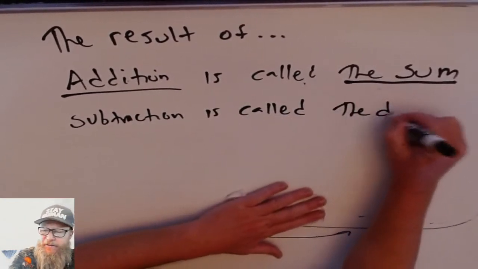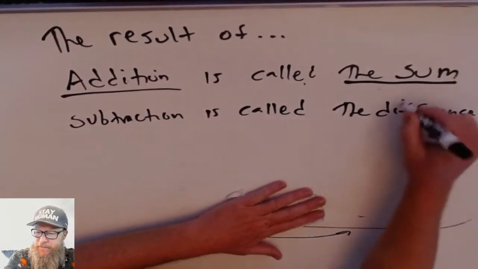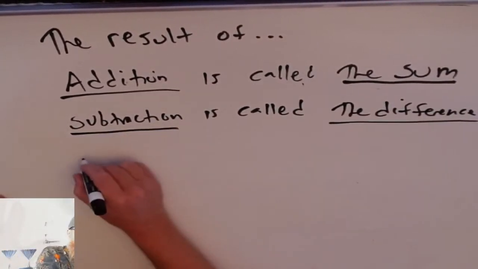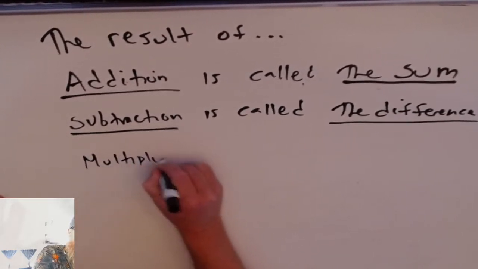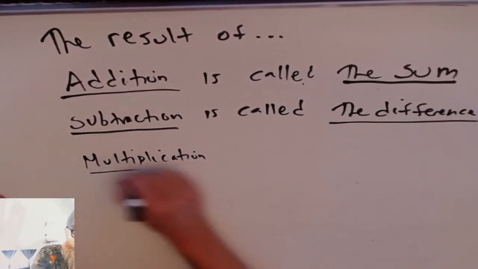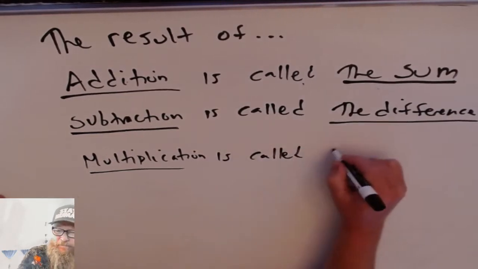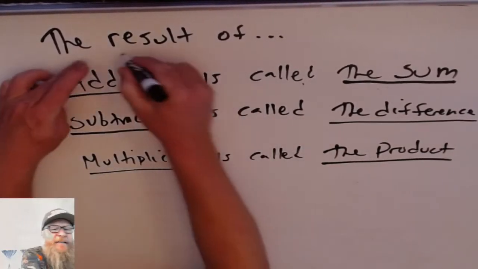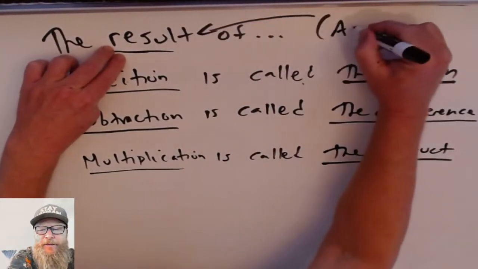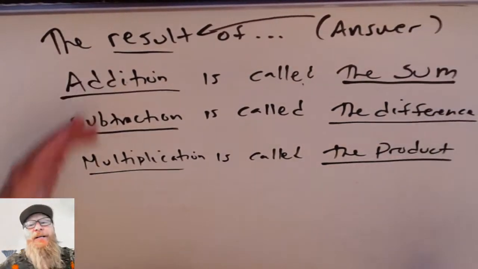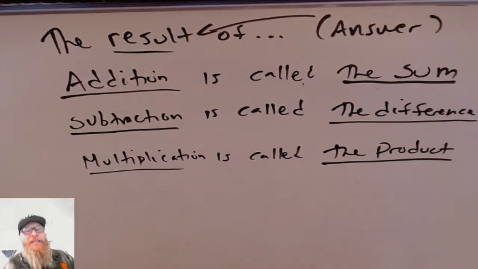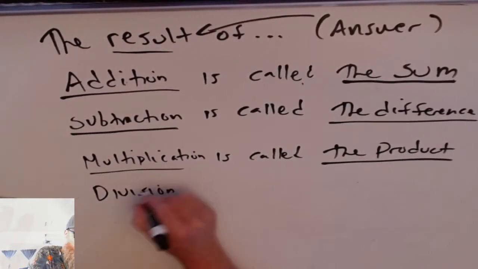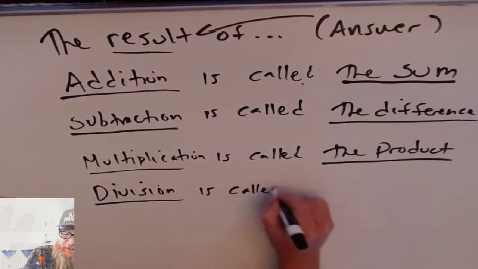is called the difference. The result of multiplication is called the product. And again, when I say the result, what I really mean in everyday language is the answer. So after you've done the math, what you actually get for your answer, we call that the product. And the result of a division problem is called the quotient.